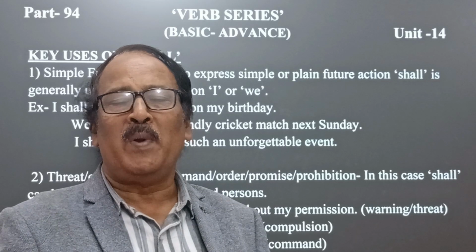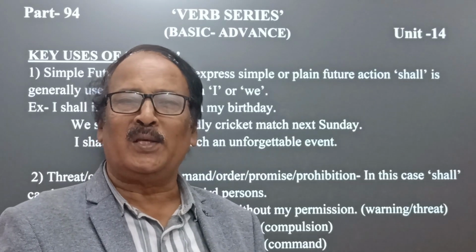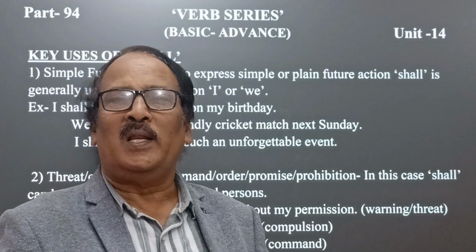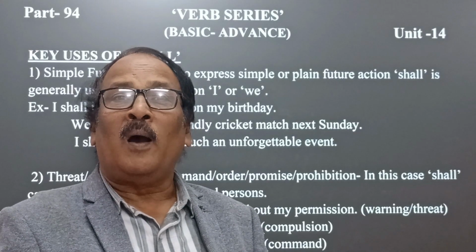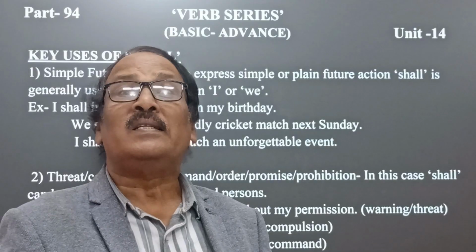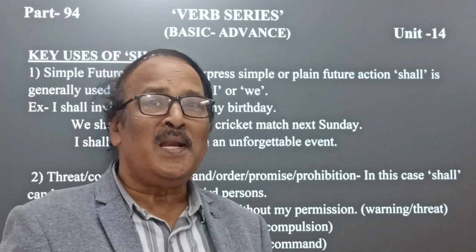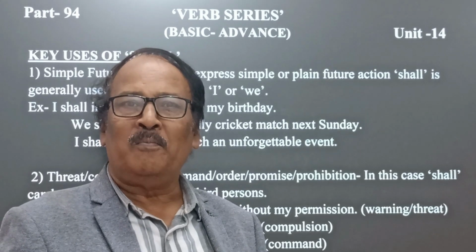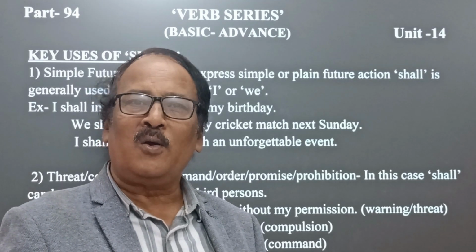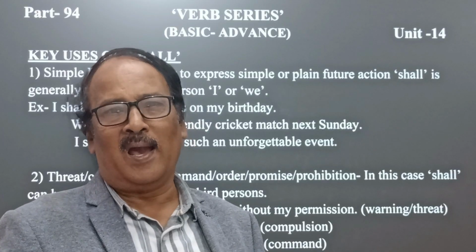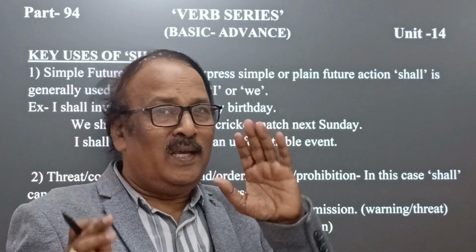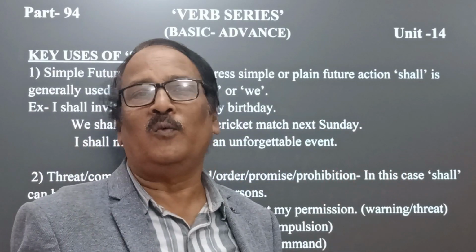In the previous segments, we have discussed the use of modal auxiliary verbs. Modal auxiliary verbs are of 13 types, such as shall, will, can, may, should, would, could, might, must, used to, ought to, need, and dare. We have also discussed the differences between the primary auxiliary verbs and the modal auxiliary verbs.